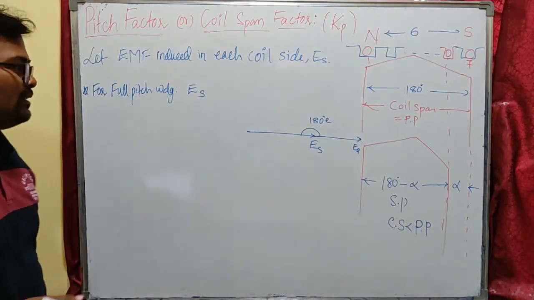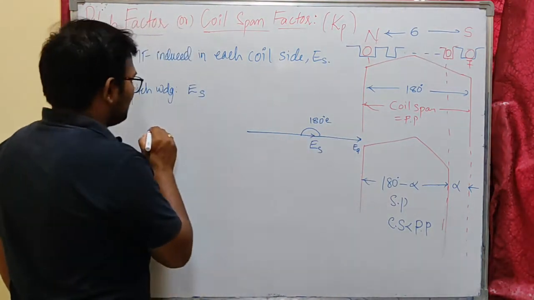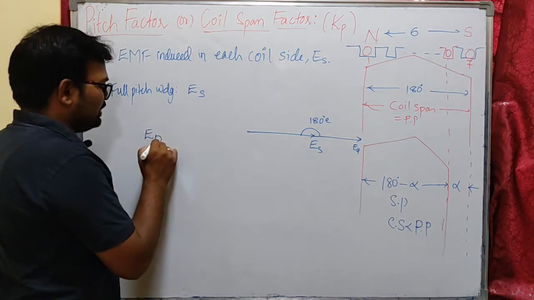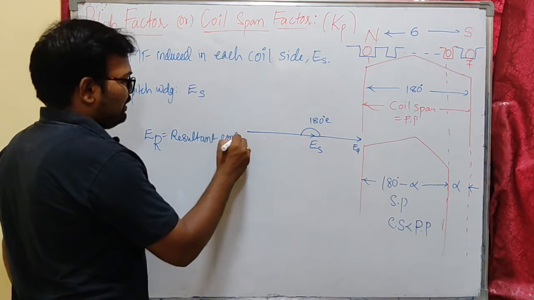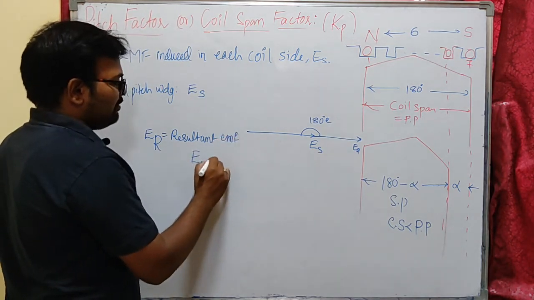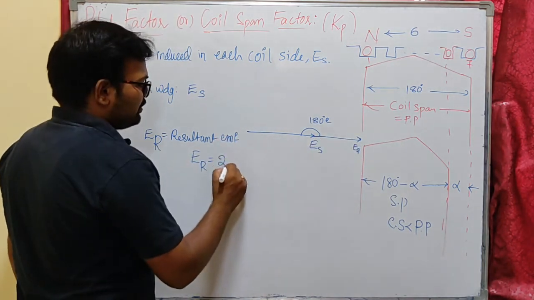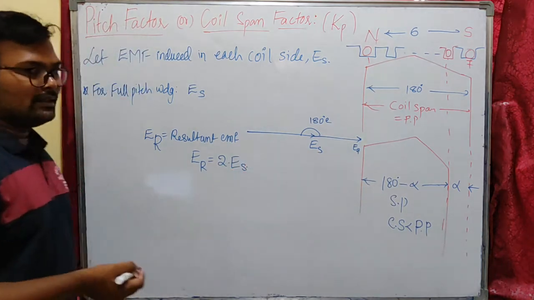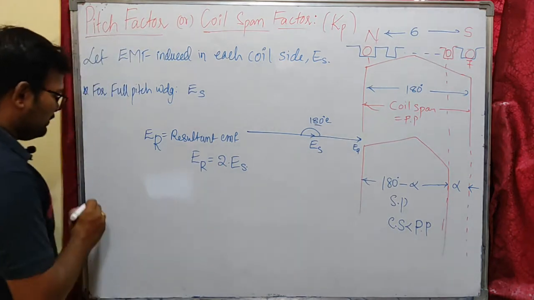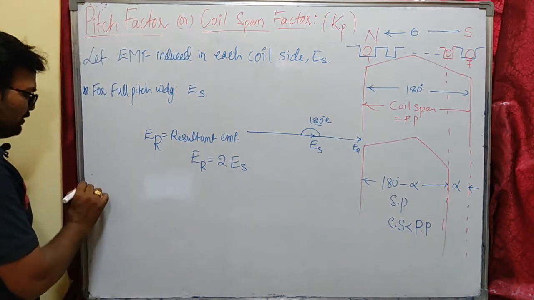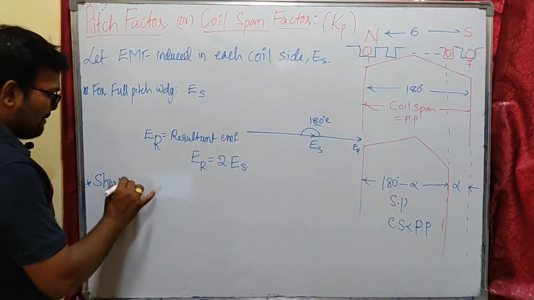This is our full pitch, so the vector sum will be equal to the resultant EMF. The resultant EMF for full pitch winding will be equal to Es plus Es, that will be equal to 2 times Es. This is for full pitch winding, with a phase angle of 180 degrees. Now let us see for short pitch winding. What is happening for short pitch winding?